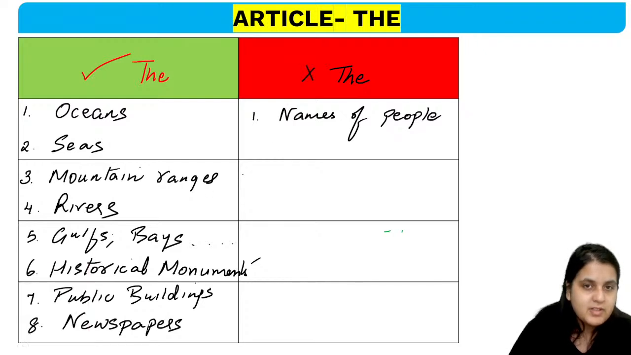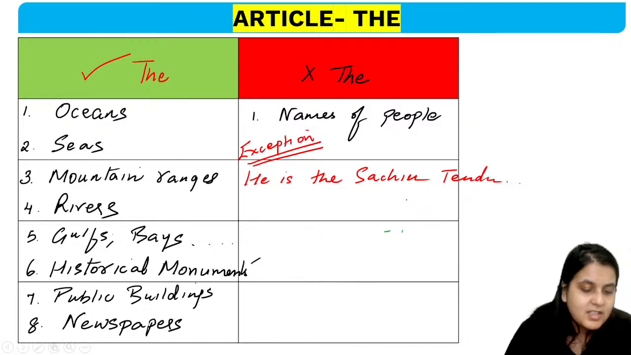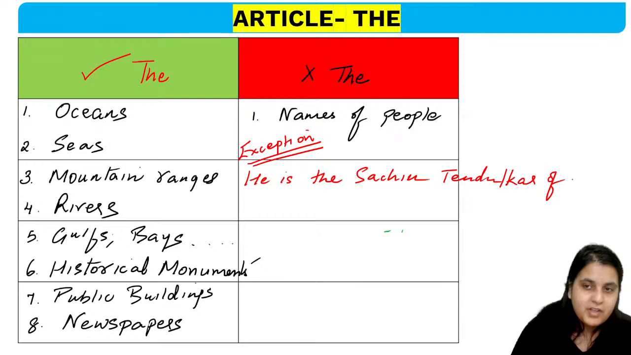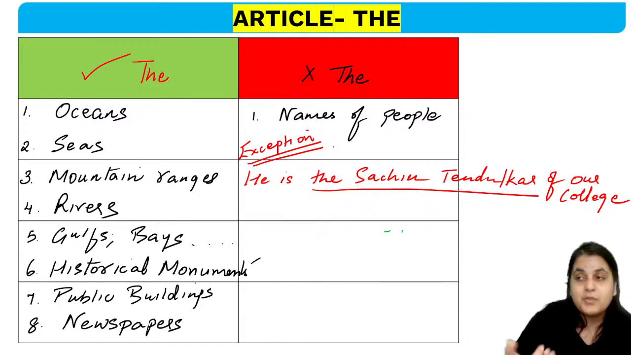Now, is there an exception? Yes, of course, there's an exception. Please listen to this exception. Now, for example, if I say that he is the Sachin Tendulkar of our college. Can you tell me why do I say the Sachin Tendulkar? Though Sachin Tendulkar is the name of a person, but why do I use the here? If you're really meeting him, you can just say, oh my god, I met Sachin Tendulkar. We don't use the before the names of people.